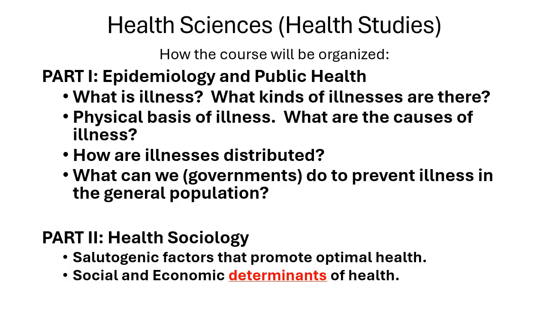All right, so in part one of the course, we're going to deal with epidemiology and public health. We'll ask what is illness? What kinds of illnesses are there? What is the physical basis of illness? How are illnesses distributed? We'll talk a little bit about that. What can we, the people, or the governments that we elect, do to prevent illnesses? And are there some things that government shouldn't be able to tell you what to do?